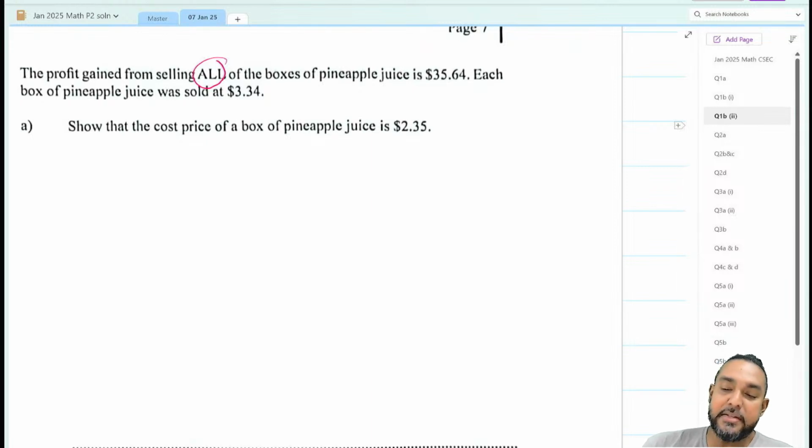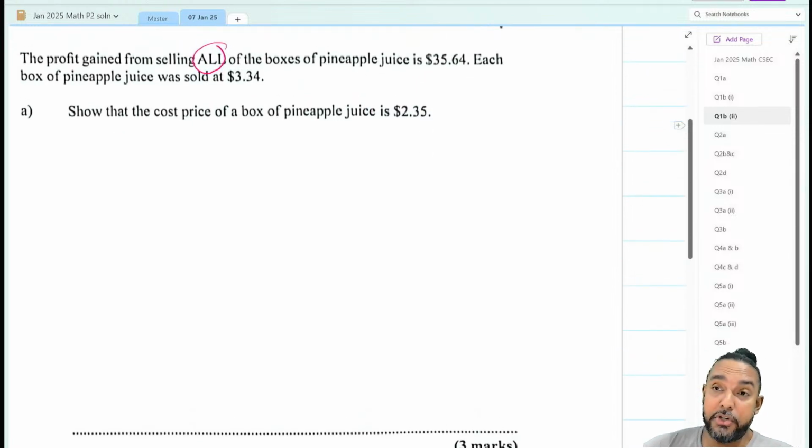But the only way to do that is to actually use the information that they're asking to prove and work backwards. So I think this is an error in the paper. Either they asked the wrong question or they didn't give you enough information. So what we're going to do, we're going to work with what we have.